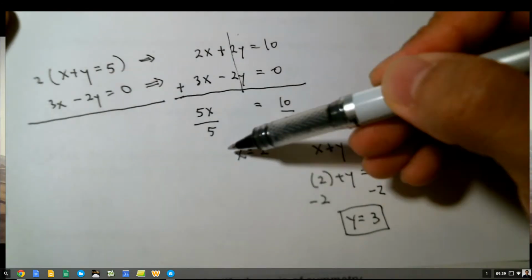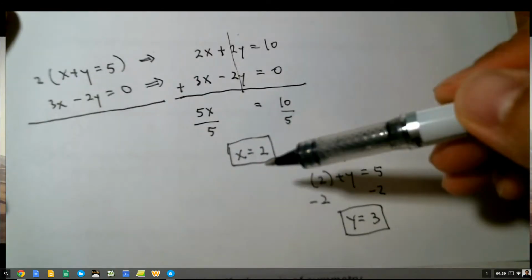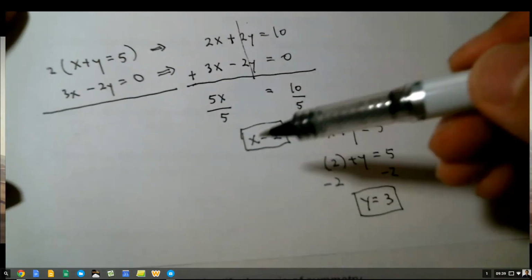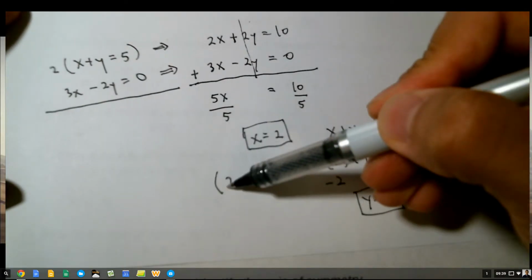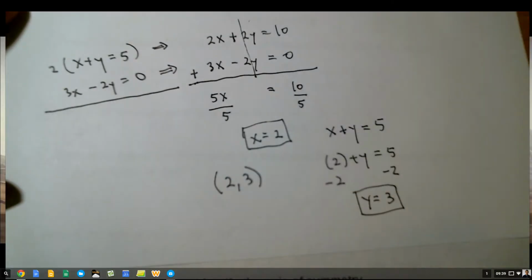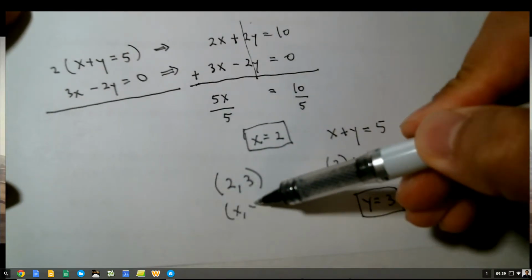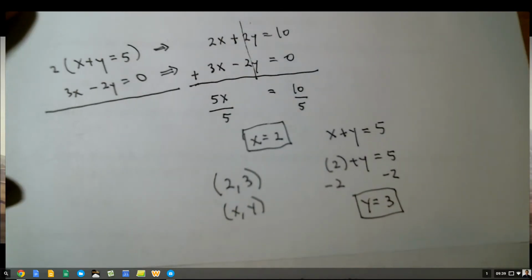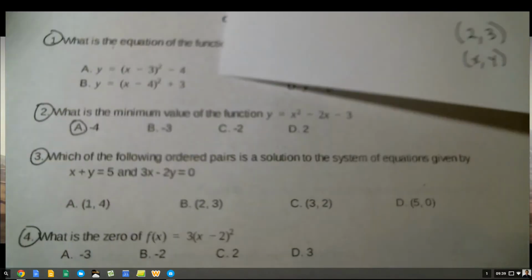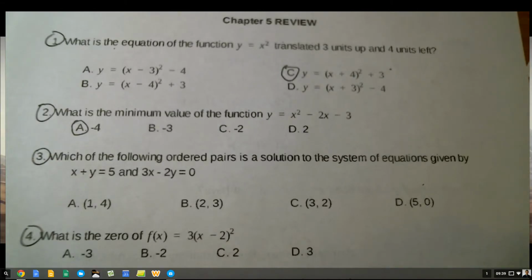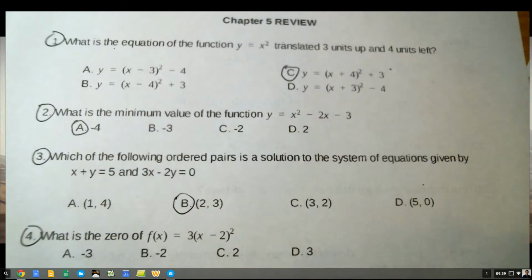So our ordered pair here, the solution that makes both of these equations true, is (2, 3), where the 2 is the x value and 3 is the y value. So let's look at our solution for 3. We need the answer to be (2, 3), and that is B.